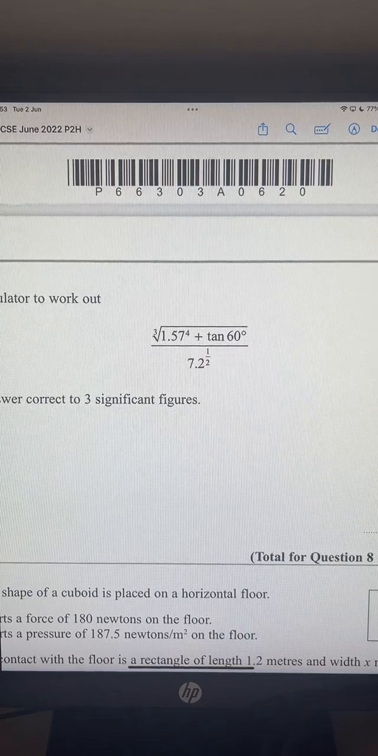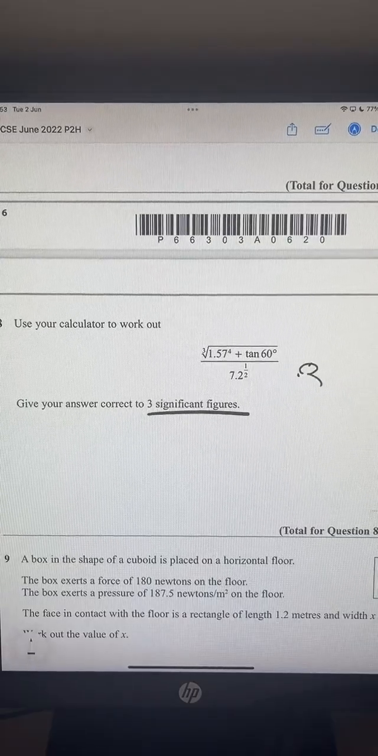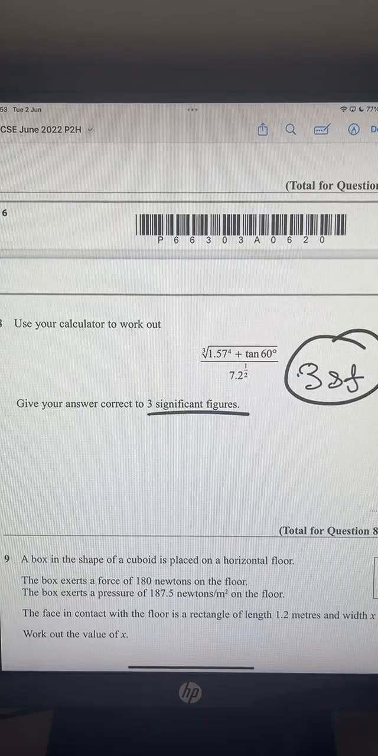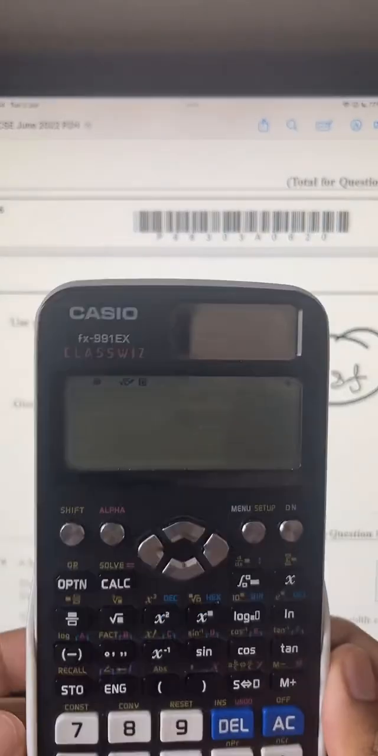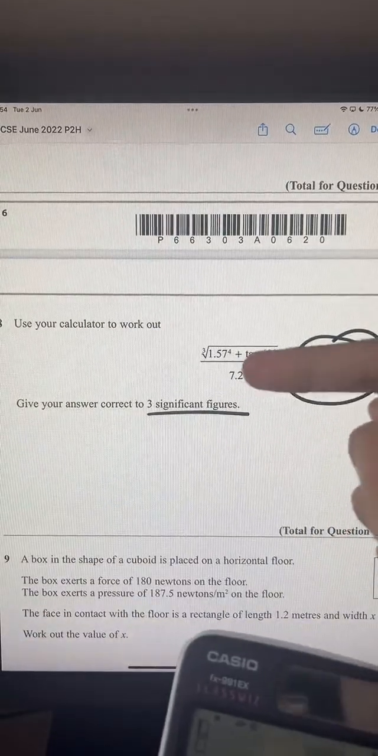So I'm going to show you what to do, and we need to answer this to 3 significant figures. So I'll just underline that and put 3SF here so I don't forget. So what you do is in your calculator, I'll show you how to type it. So I do my fraction first, and then on top they want the cube root of something.